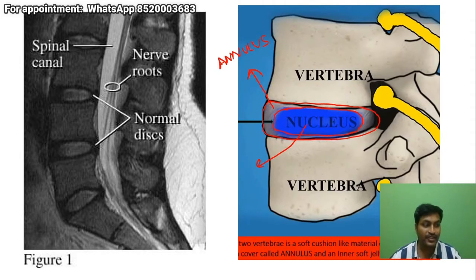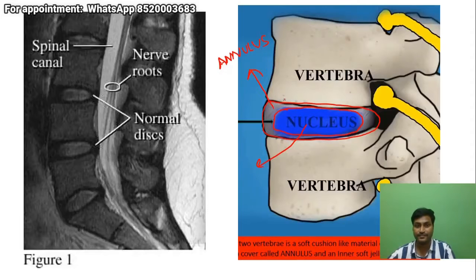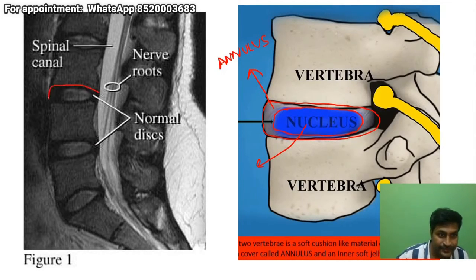Dr. Sandesh is asking, conus medullaris below L1 or above L1? Conus medullaris is above L1 and cauda equina is below L1. So each disc has an annulus and a nucleus pulposus. Have I shown it over here? Fine. So in this MRI sagittal view, can you identify the annulus? The annulus is black in color and the nucleus pulposus is white in color in the center portion.